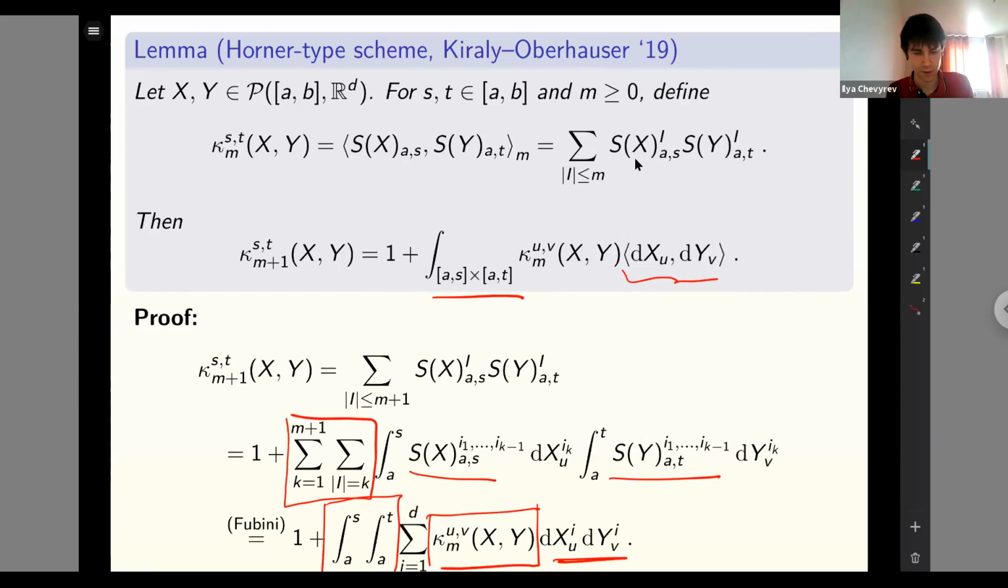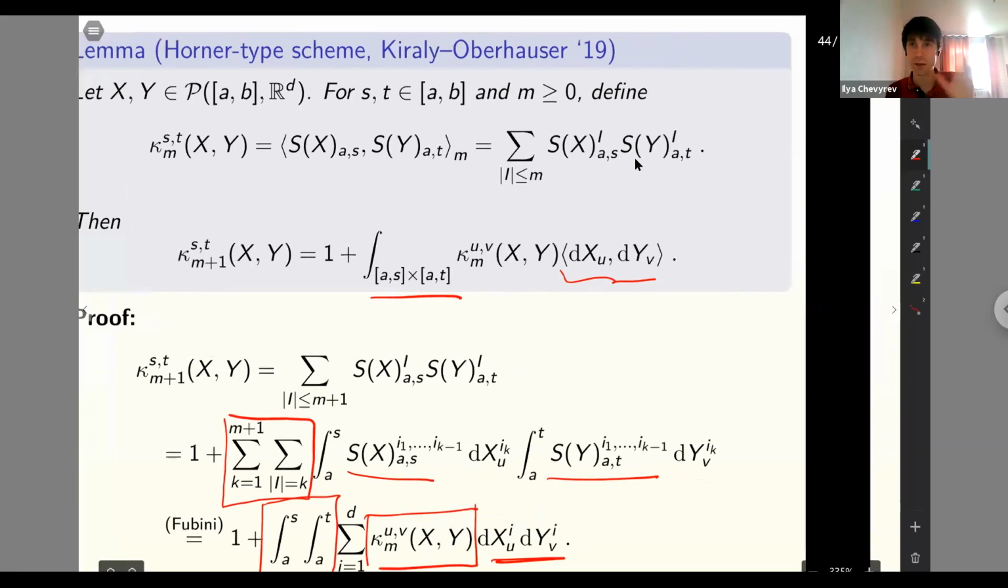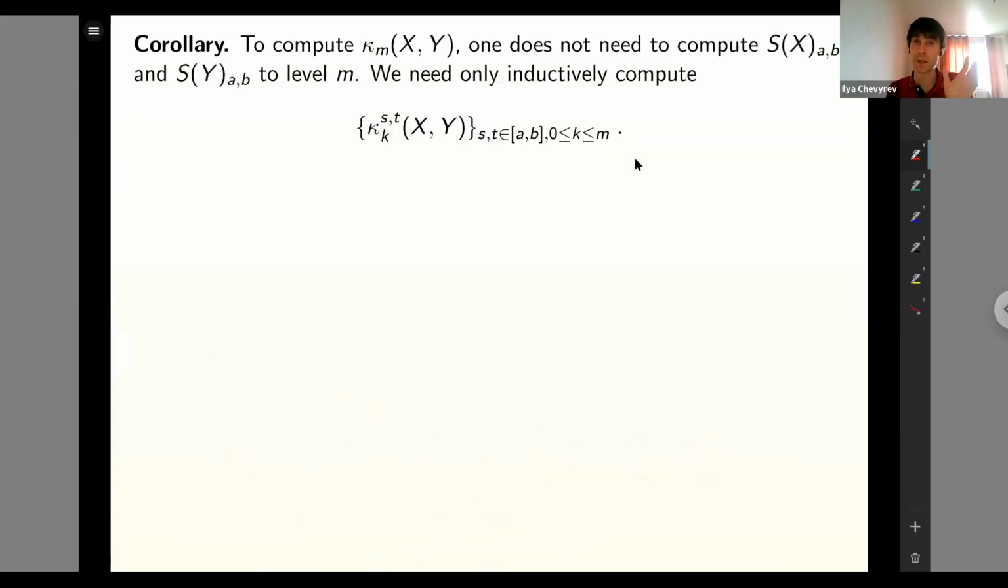Okay, so this is a very simple thing to prove. It's quite straightforward, but it has quite a remarkable consequence. This consequence is that, as I mentioned before, to compute the truncated signature kernel at level m, we actually never need to compute the signature separately. We only need to inductively perform these integrations over these squares. So inductively we need to compute all of these for all s and t and for all k between 0 and m.